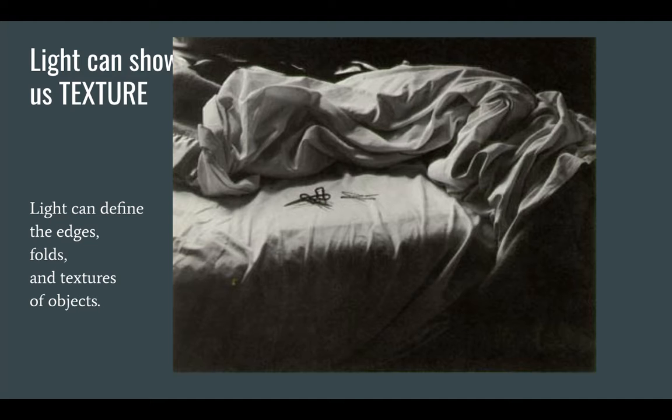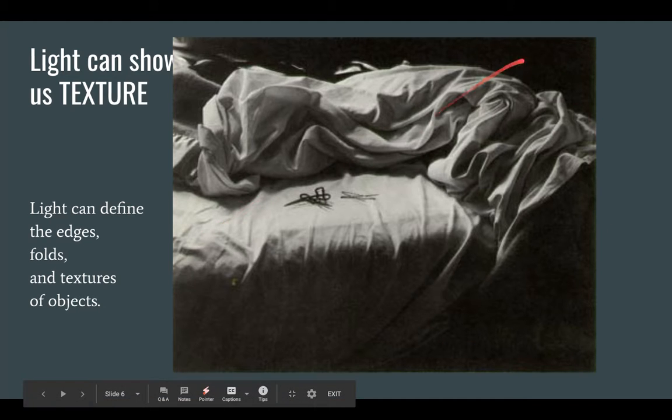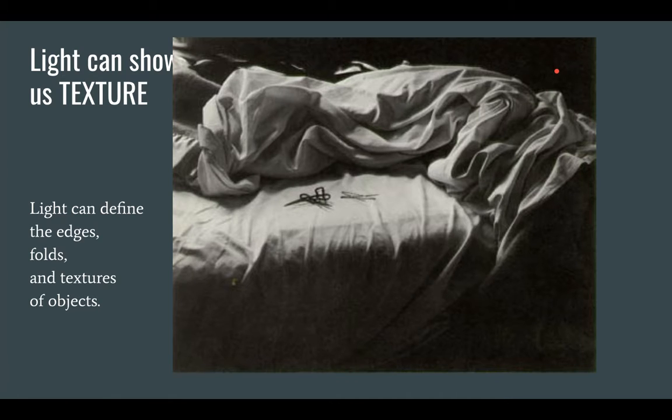Light can show us texture, especially directional light, strong light coming from one direction instead of overhead, but rather from one side, which can define the edges and folds of textures of objects. If this picture was taken with very even diffuse light from above, we're just going to be like white on white. But with this strong contrast here to light from the side, we see all the wrinkles. And it kind of reminds me of looking at those beautiful Greek and Roman sculptures that have the very defined folds in the togas and the clothing.